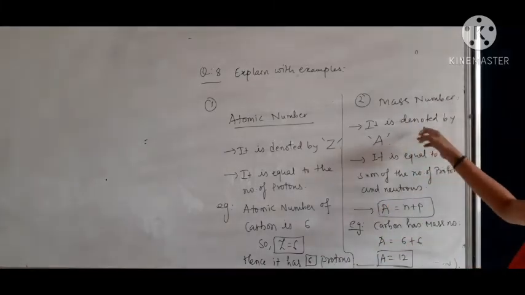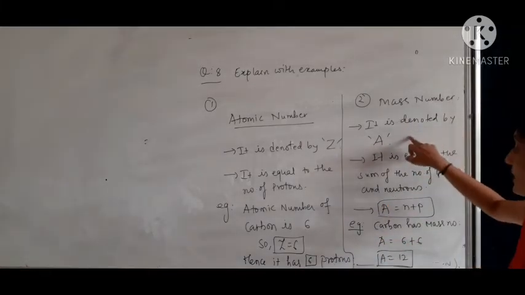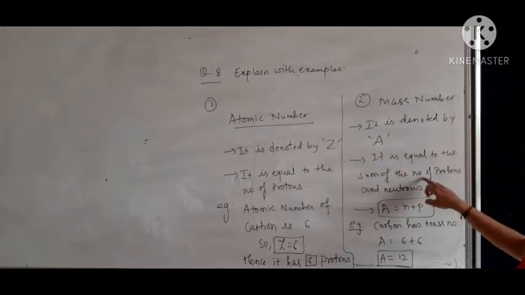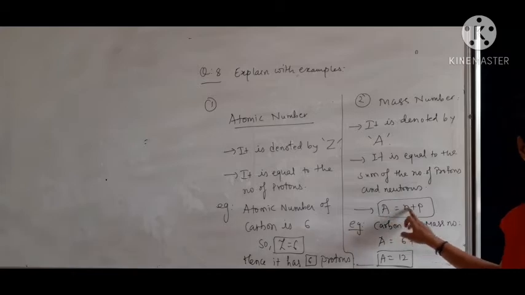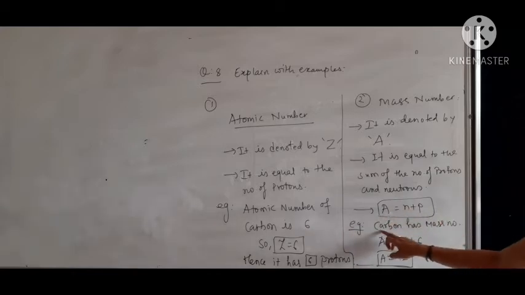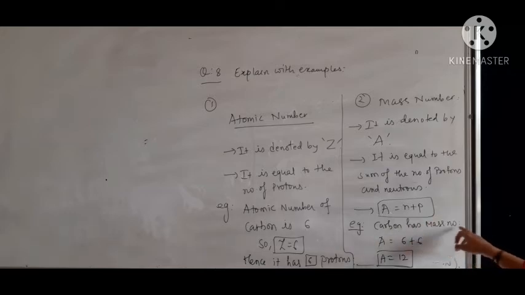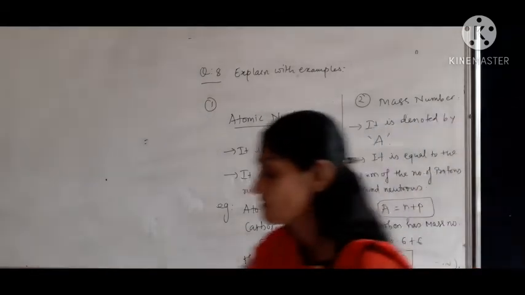Now mass number is denoted by capital A. It is equal to the sum of the number of protons and neutrons. That means you can apply the formula capital A is equal to N plus P. So carbon, when we talk about the calculation for the mass number of carbon, so that is A is equal to number of proton 6 and number of neutron is also 6. So you can write that A is equal to 12.